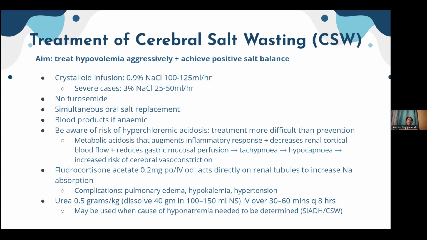Urea can also be used, especially when the cause of hyponatremia needs to be determined, so you're unsure whether this patient has SIADH or cerebral salt wasting. And it's at a dose of 0.5 grams per kilogram, dissolving 40 grams in 100 to 150 mils of normal saline IV over 30 to 60 minutes every 8 hours.